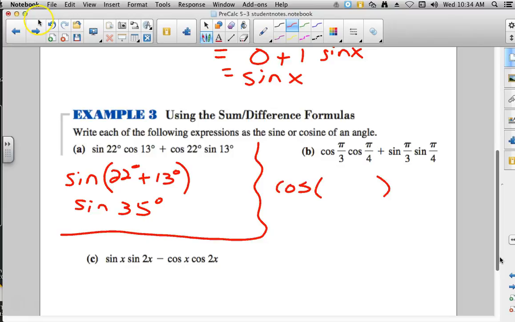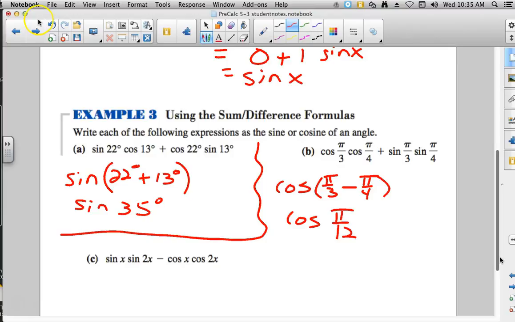U plus v or u minus v? Minus. Cosine is always the opposite. What and what? So it wants us to find the cosine of pi over 12. Yeah, so working backwards, this is what you started with.